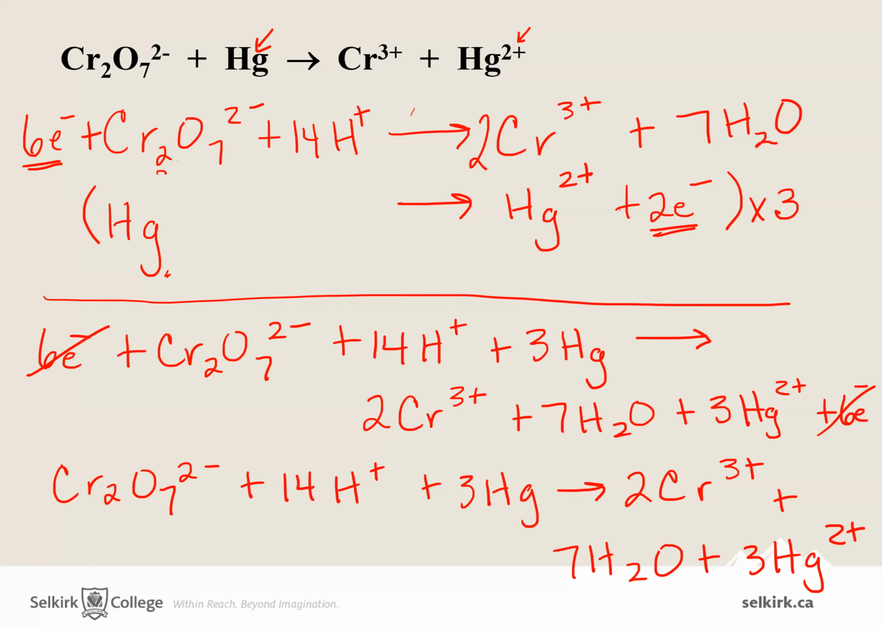The total charge on the left-hand side, -2 plus 14, positive 12. Right-hand side, 6 plus 6, positive 12. We're right. We must be right. Now, you're reassured if you're right. If you're not right, what do you do? Well, here's what you don't do.